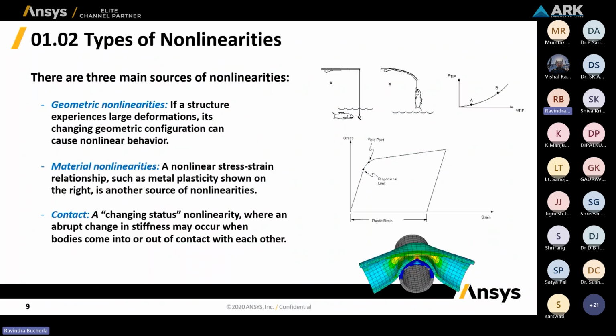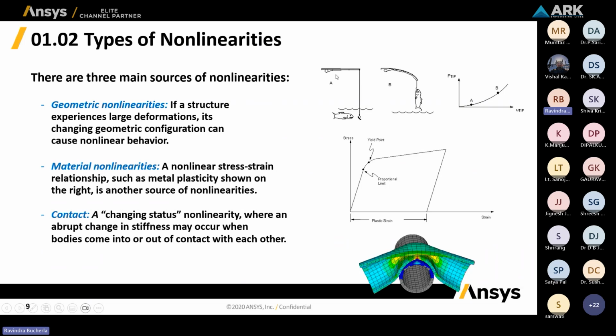If we classify these three things into three different sources of nonlinearities, the first one is geometric nonlinearity. Even if you are taking a material with properties up to the elastic limit, a linear material, or if there is no contact, meaning you are analyzing only a single component, even if you don't have any material nonlinearities or contact nonlinearities, you will still have nonlinearities because of the structure. That is geometric nonlinearity.